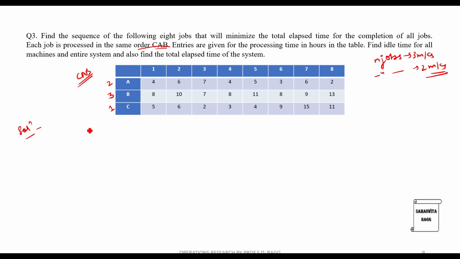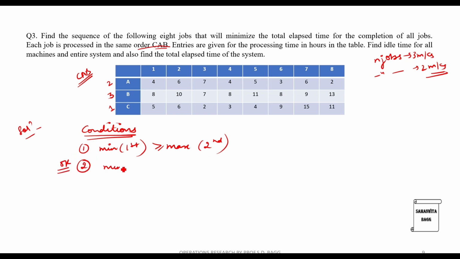Now you will have to convert this into 2 machines. For that, there are certain conditions which need to be fulfilled by the numerical. If the condition is fulfilled, only then you can convert into the 2 machines problem. So there are 2 conditions. First one is the minimum value of the first machine should be greater than or equal to the maximum value of the second machine. Or there is another condition that the minimum of the third should be greater than or equal to the maximum of the second machine.